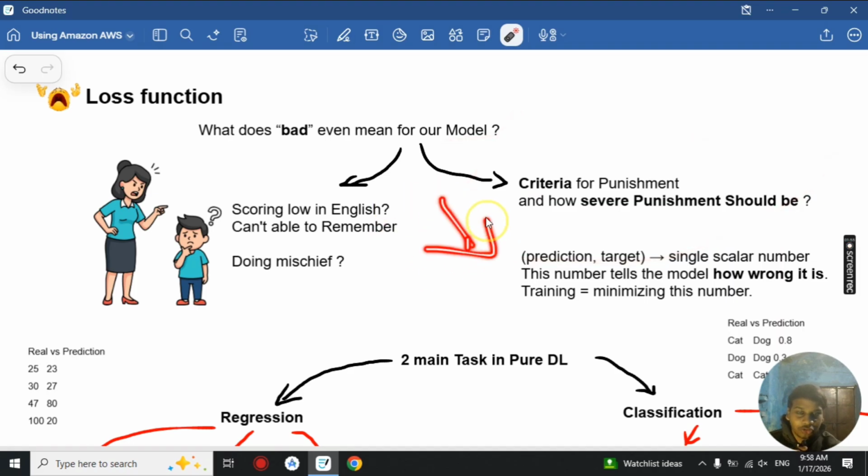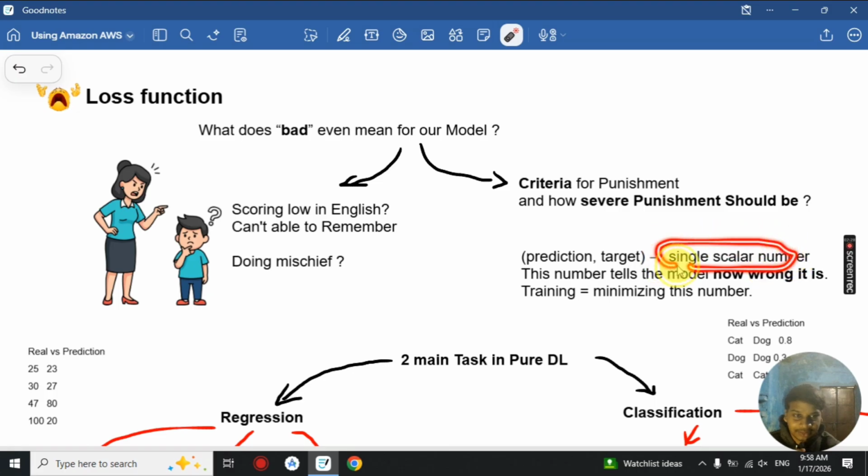Basically our loss function takes two inputs. One is the prediction and the second is the target. The loss function will compare the prediction and the target and give a single scalar number. This scalar number tells how wrong the model is, and the whole training part is to minimize this number.